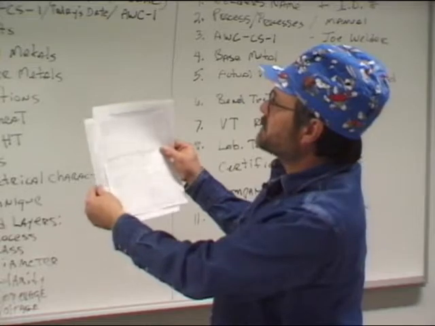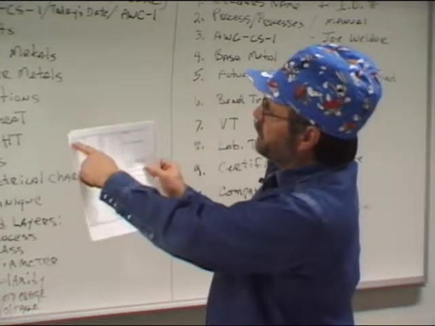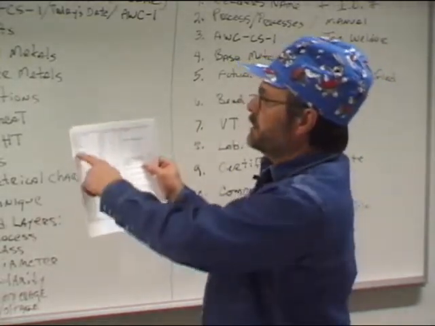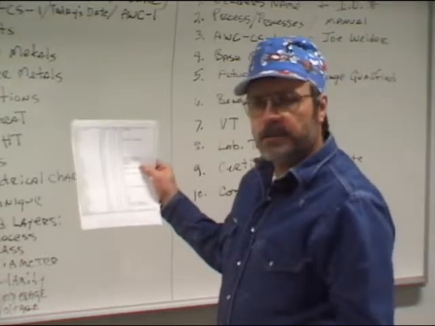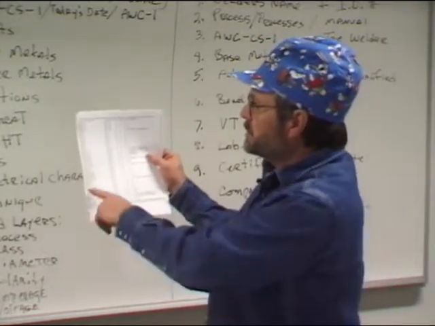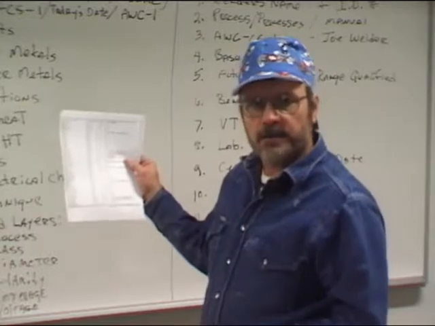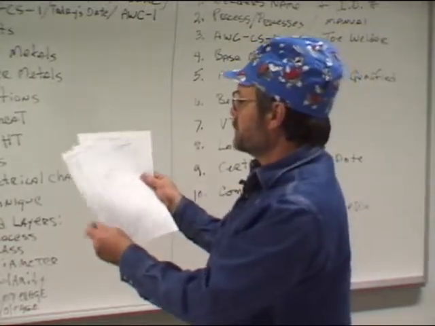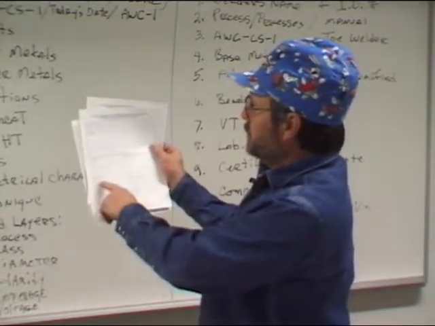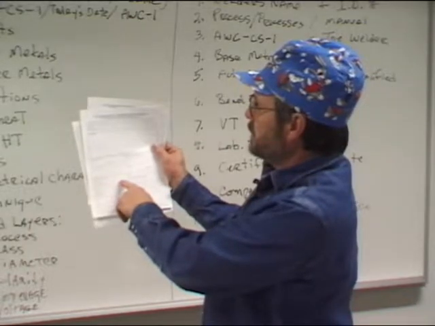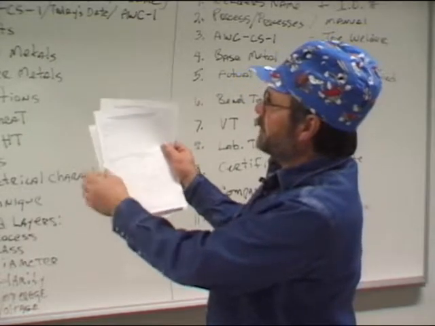Now, AWS classification, filler class. When we call an electrode E6010, that is its AWS classification. When we call it E7018, that is its AWS electrode classification. So those are the numbers that you're going to put in there. E6010 and E7018.